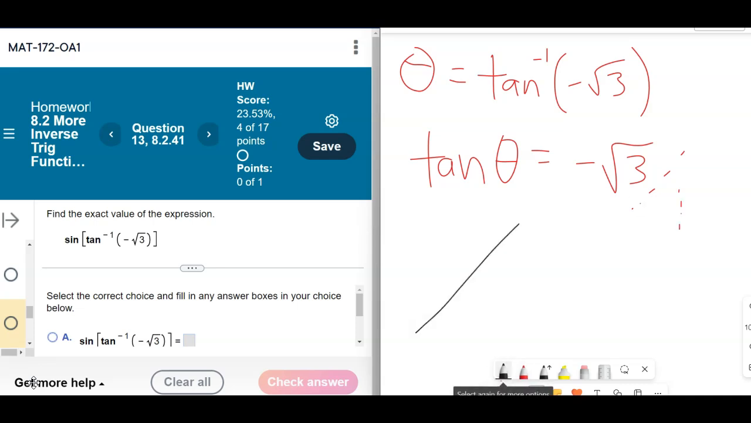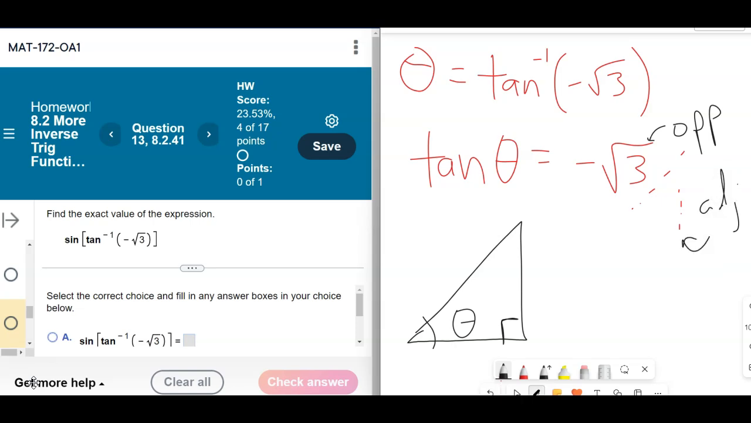So for my right triangle, I'll just draw an arbitrary right triangle and draw an angle in one of the two acute angles. Now, tangent is opposite over adjacent, so the opposite is the square root of 3, and the adjacent is this one right here. So the opposite is the square root of 3, and the adjacent is 1.